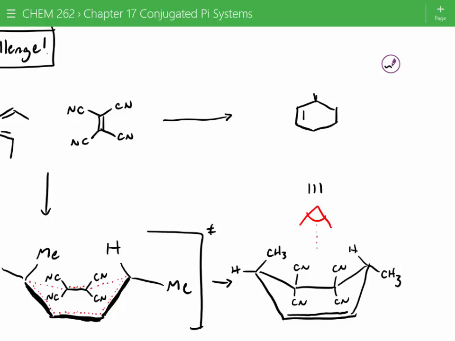So if we go through and draw this as a two-dimensional view, the top methyl group is going to be a wedge. The bottom one will be a dash. It's okay. So one should be a wedge, the other one should be a dash. And then we have all four of our cyano groups.